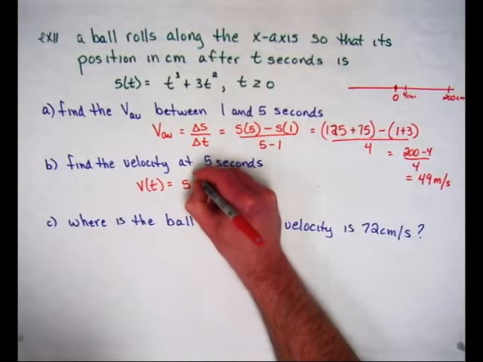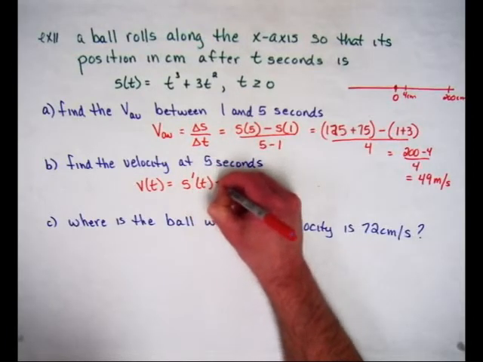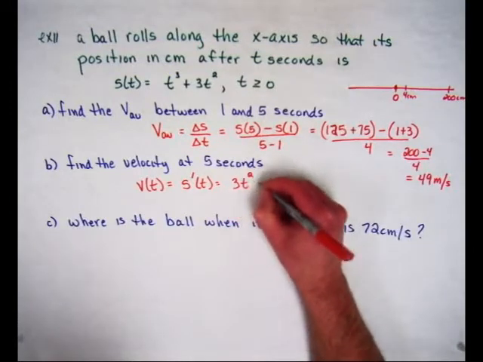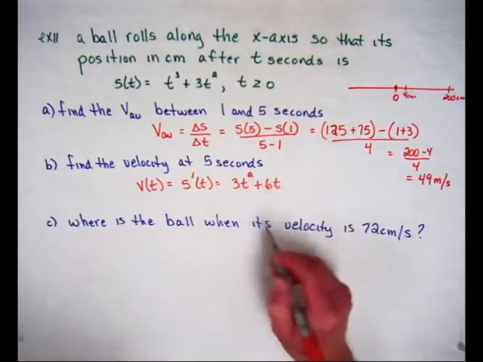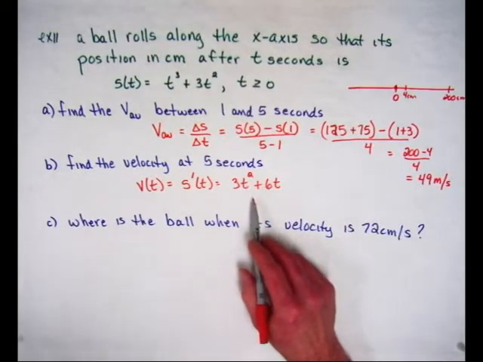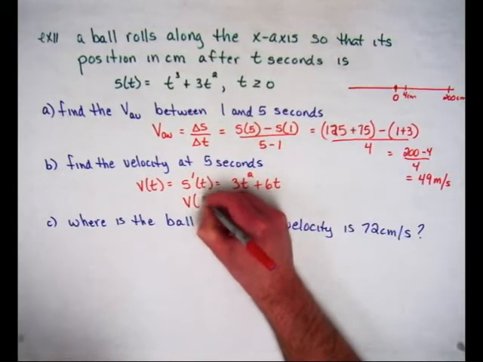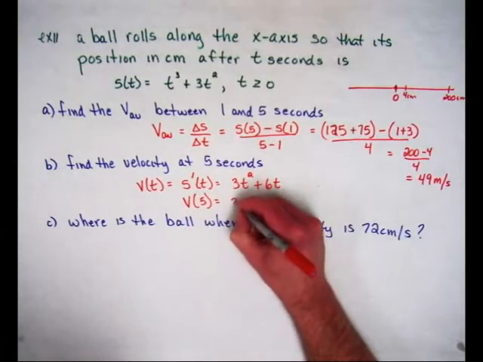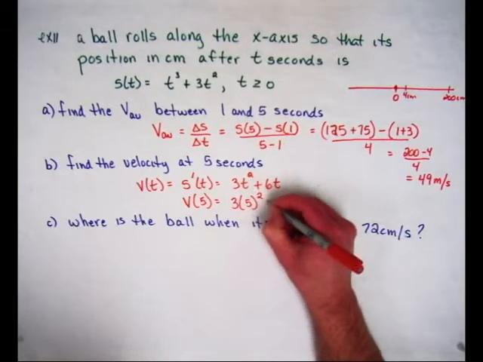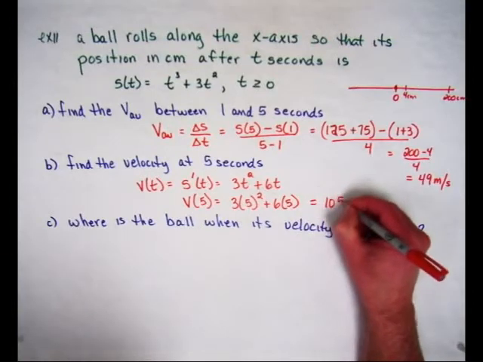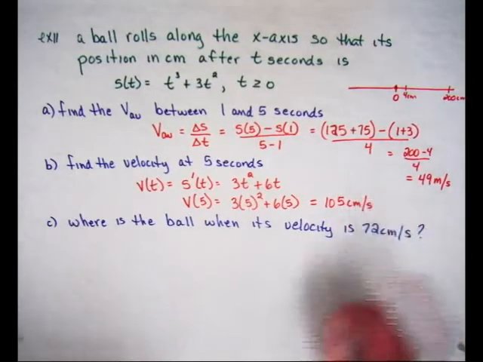So we're just going to find s prime of t. Taking the derivative, we get 3t squared plus 6t. This is called the velocity function, and this is telling us how fast the object is going at any precise moment in time. Now the question wants us to find the velocity at 5 seconds, so we just go v at 5 equals 3 times 5 squared plus 6 times 5, or 105 centimeters per second.